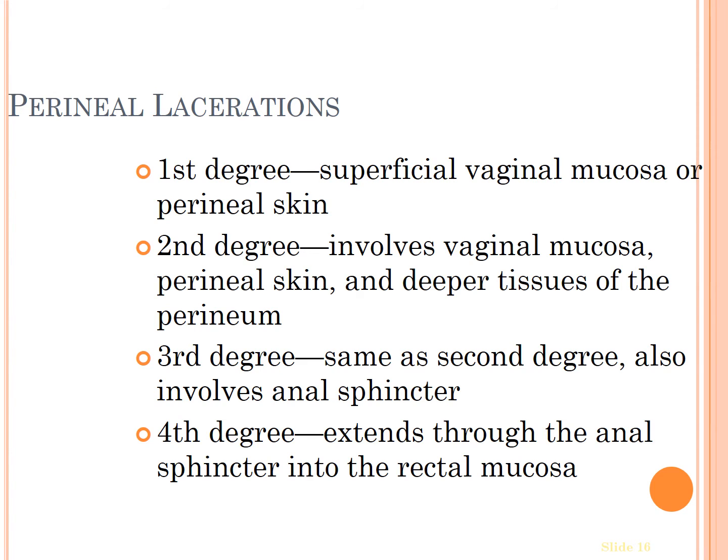Second degree requires a stitch or two, depending again on the extent of it. But it involves the vaginal mucosa, the perineal, and some of the deeper tissues of the perineum. Third degree is the same as number 2, but it also involves the anal sphincter. And then the fourth extends through the anal sphincter and into the rectal mucosa.